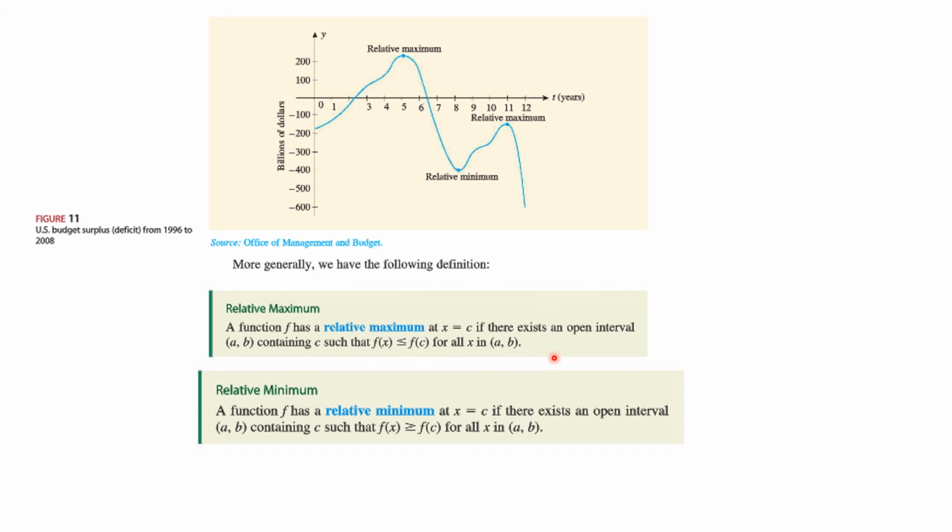And so a function has a relative maximum if it is bigger at that point than all points that are within an open interval of it. And it has a relative minimum at x equals c if there exists an open interval where it is less than the points in that open interval. These intervals can be very small, however.